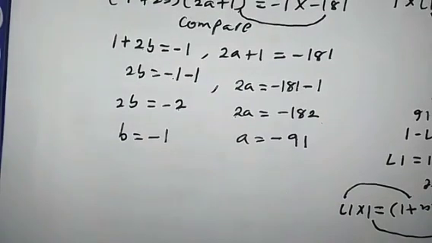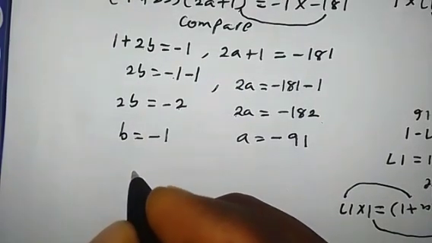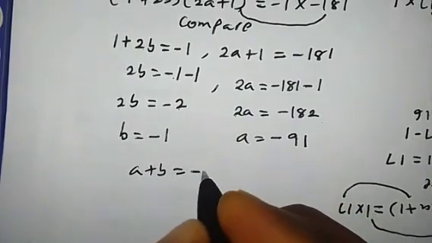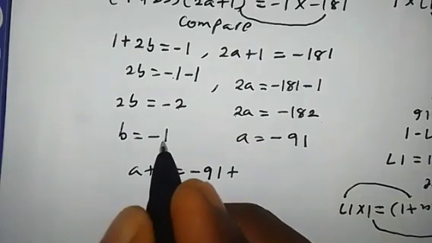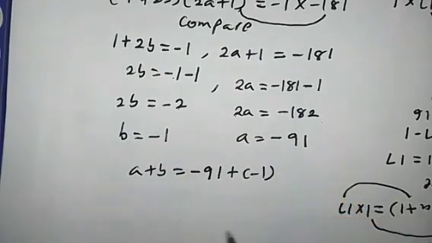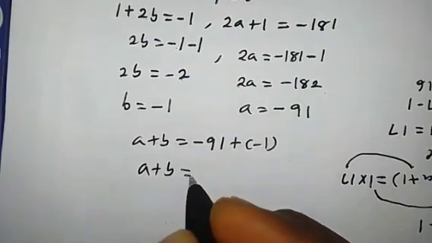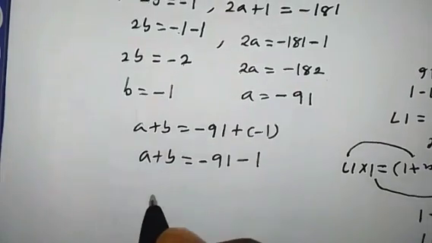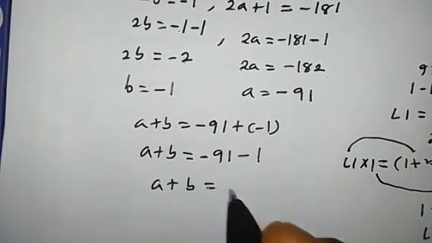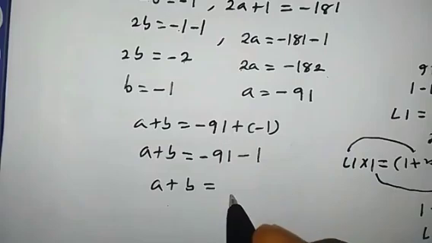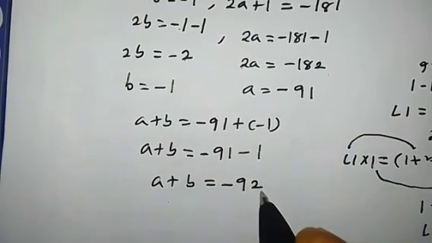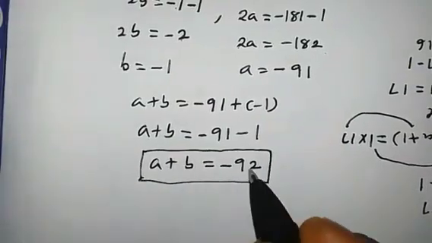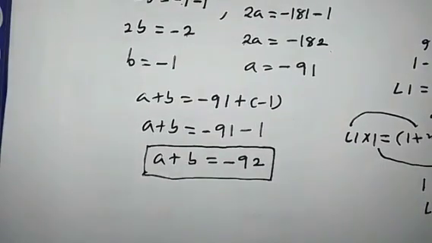But our main goal is to find a plus b. A is minus 91 plus b is negative 1. A plus b is equal to minus 91 minus 1, that is minus 92. This is another value of a plus b. A plus b is equal to minus 92.